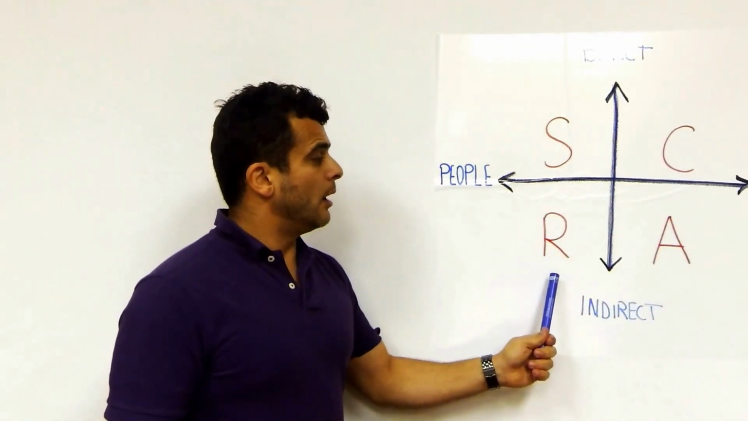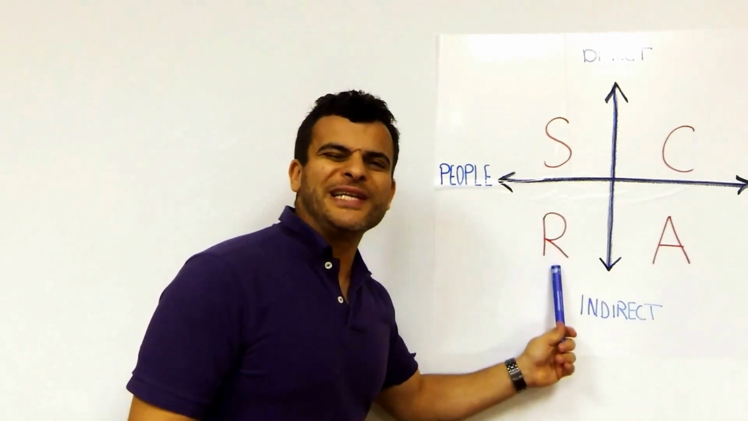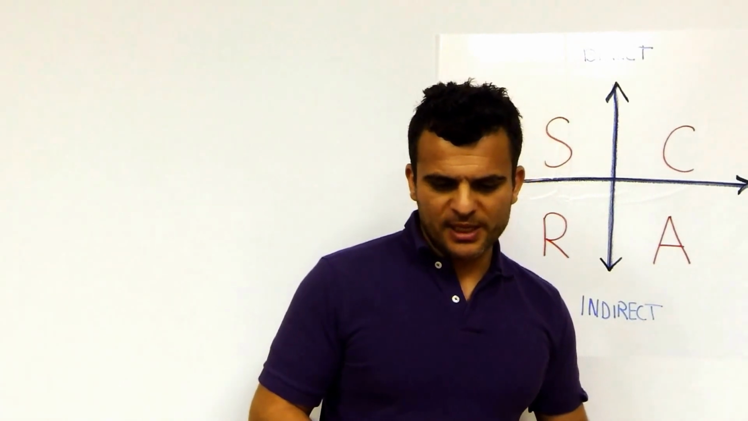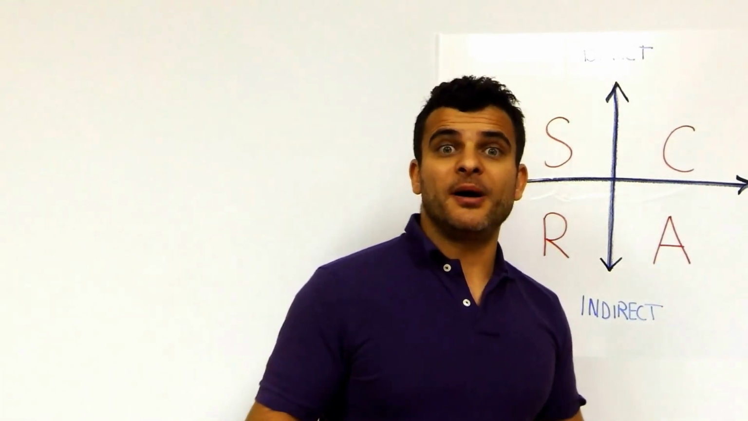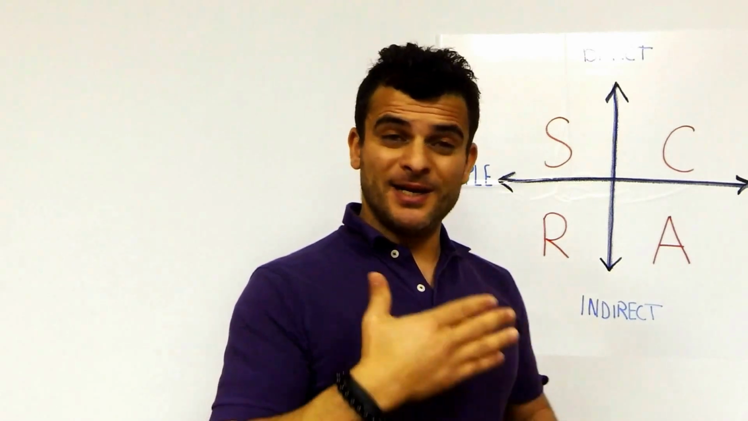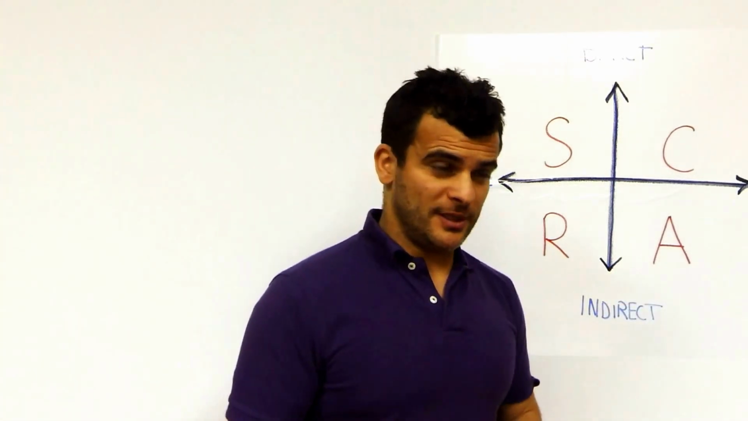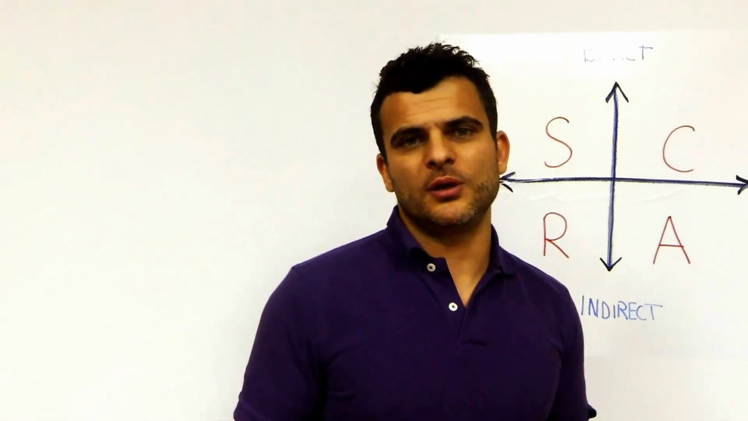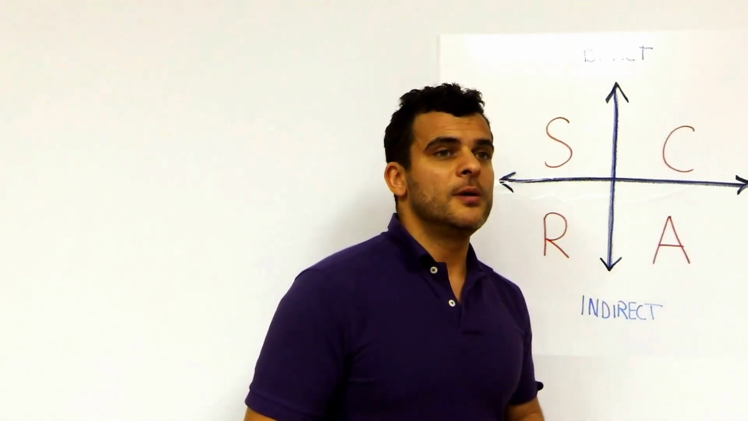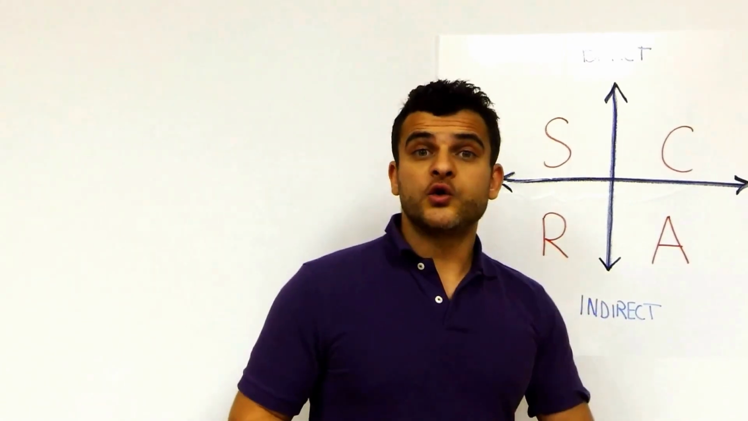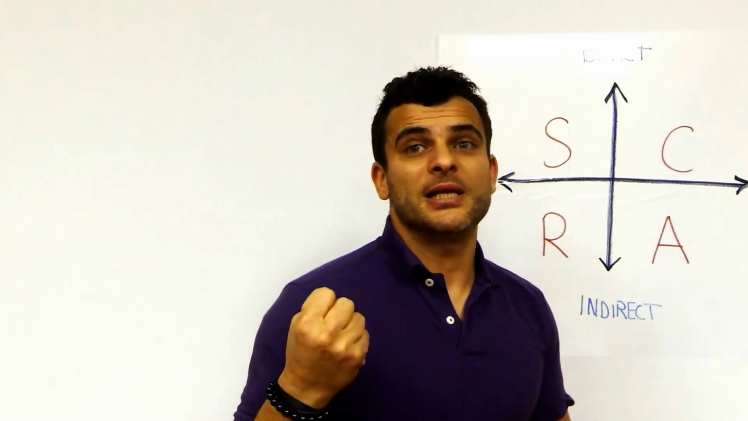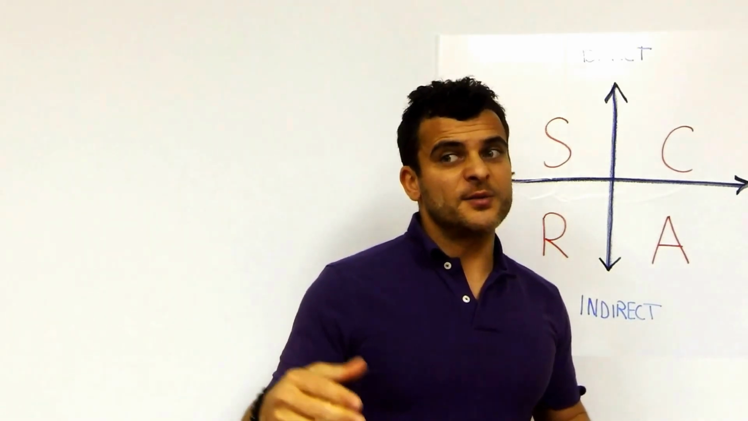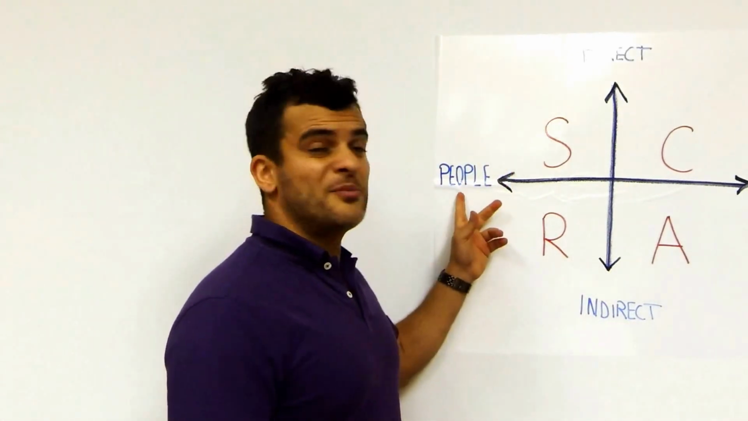Moving on to the R's. R stands for relators. So who are the relators? Relators are the personality type that is all about the team. It's not about you, it's not about me, it's about we. Those are the relators. They're very loyal to their friends, their family, the company they work for. And the R's also ooze empathy. People love to talk to the relators. They may have few friends, but they're very, very close friends.